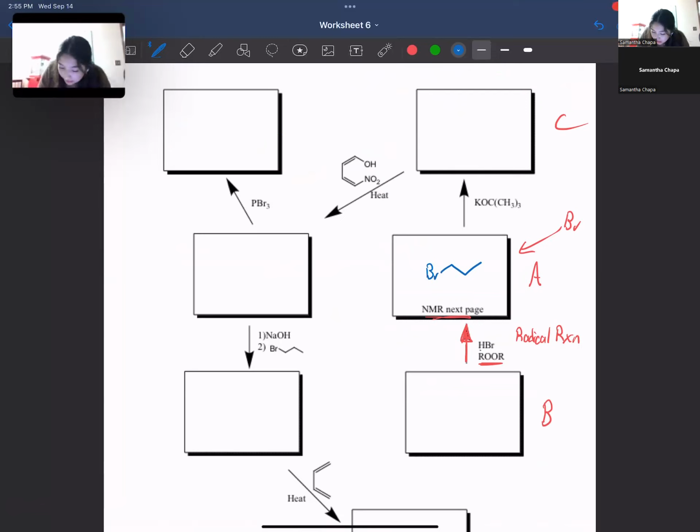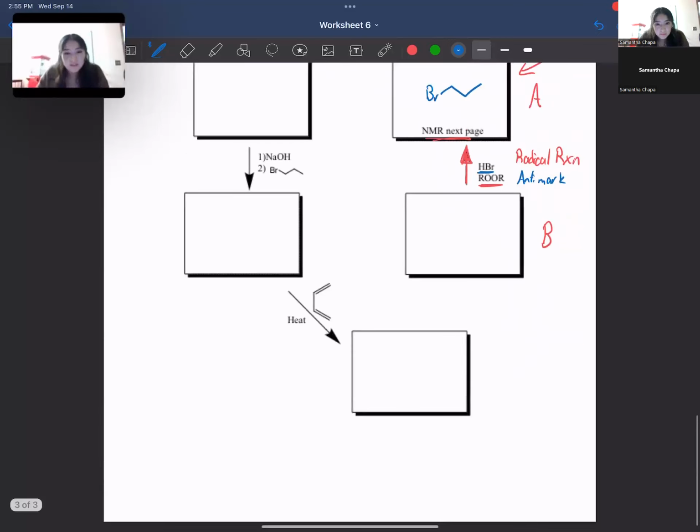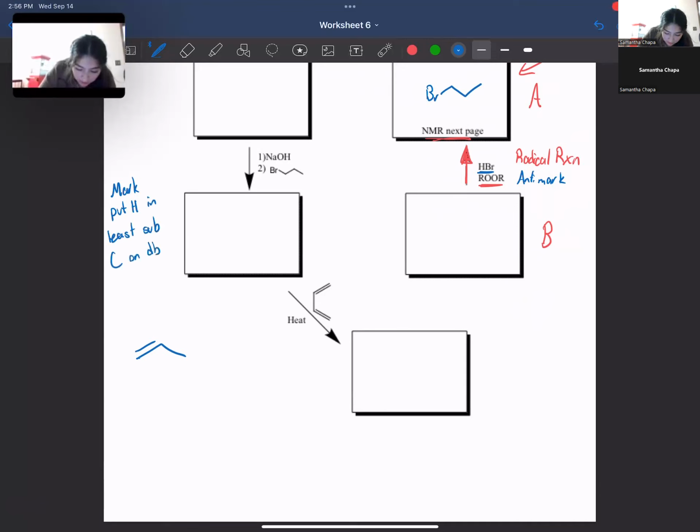And what we know about this reaction, HBr and the peroxide, is that it follows the anti-Markovnikov rule. Anti-Mark. So let me just give you an example of what Mark does again. So this is what Mark looks like. Markovnikov says, put the hydrogen in the least substituted carbon on the double bond to make the more stable carbocation.